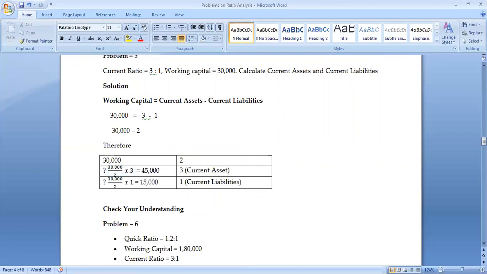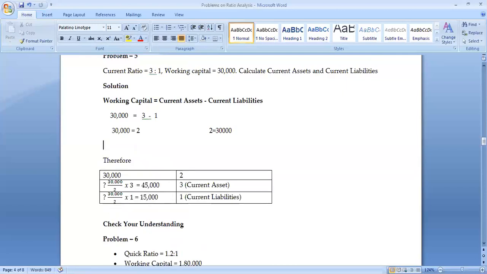See, there is a value which you have got for the 2 worth of assets. You got 30,000. You will be finding out for the 3. Where do you get this 3? You got the 3 in the current ratio. So 3 into 30,000 divided by 2, which gives you 45,000 as the current asset.